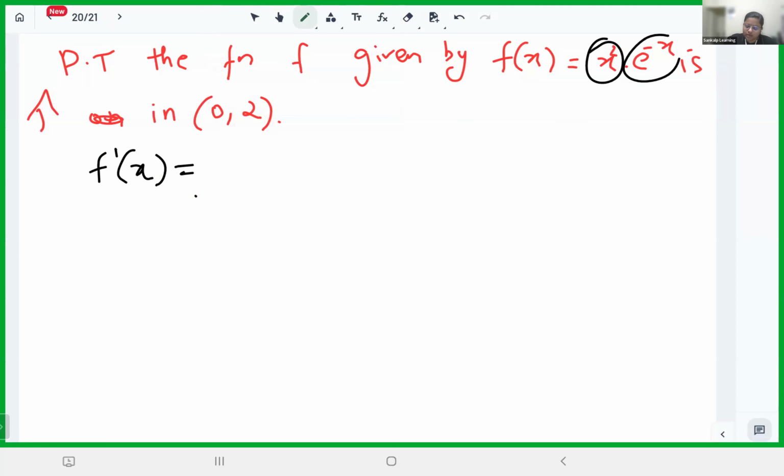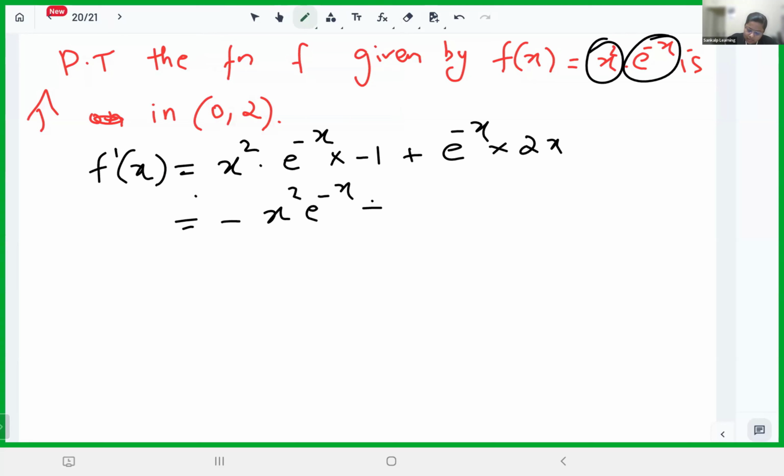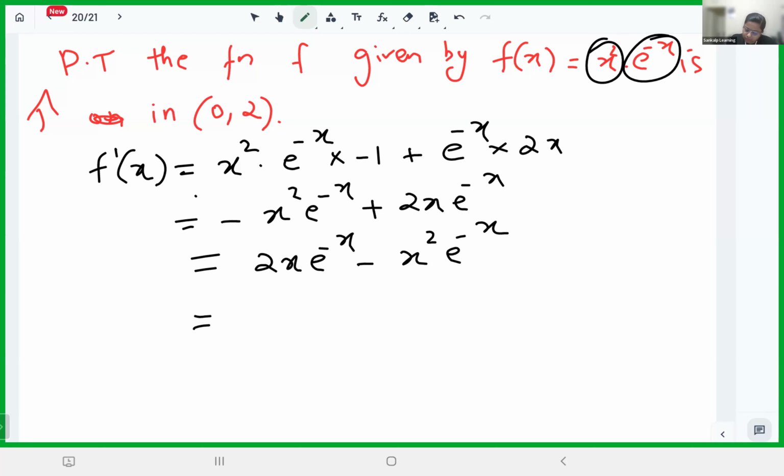f of x is a product of two functions, so you have to apply the product rule. So this is first into derivative of second, that is e raised to minus x into minus 1, plus second into derivative of first. So this is equal to minus x square e raised to minus x plus 2x e raised to minus x. Here you can take e raised to minus x and x common, so x into e raised to minus x into 2 minus x. So this is our function f dash of x.